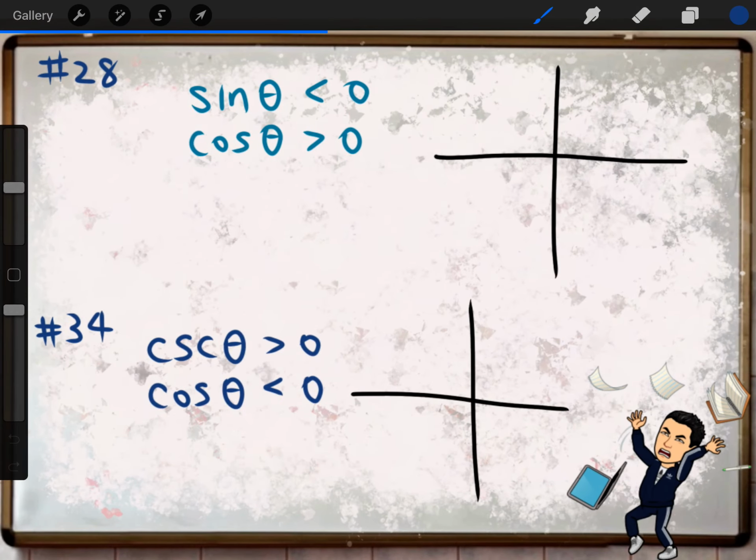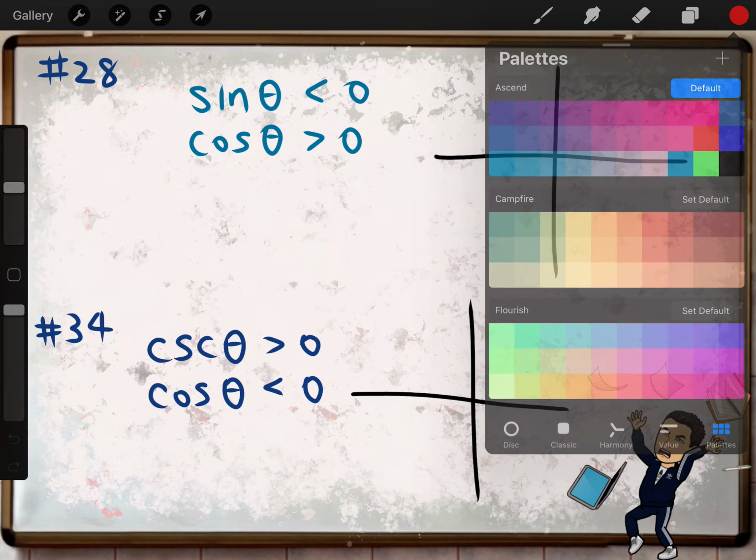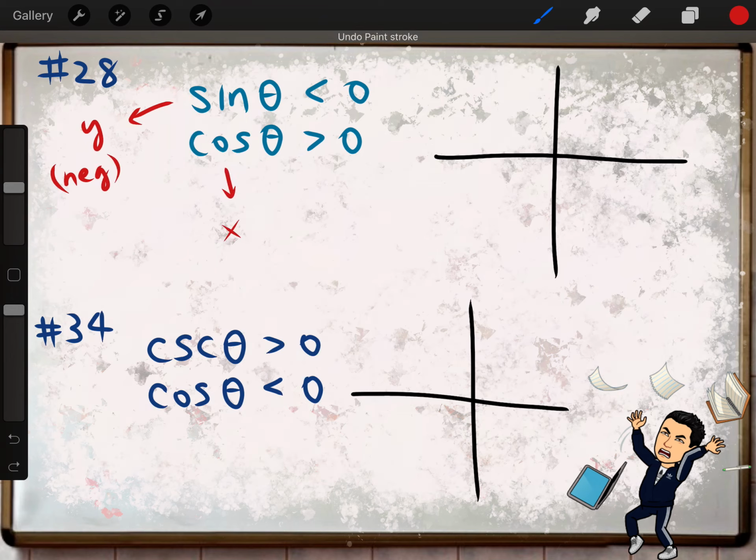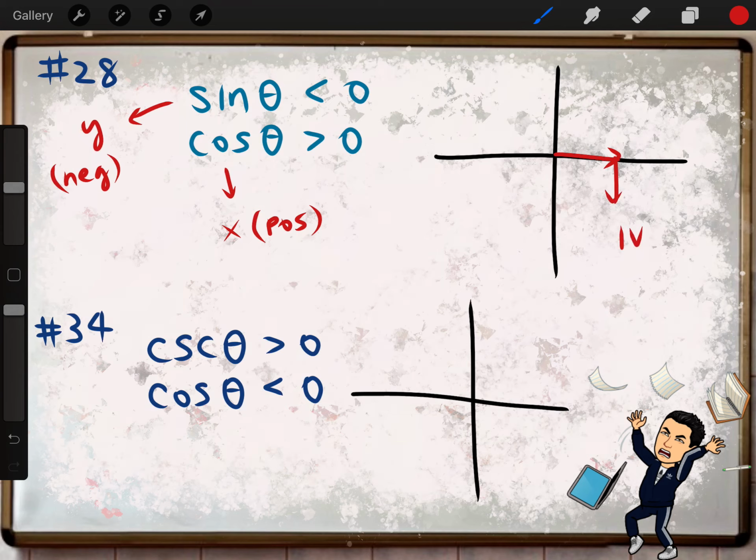Next one, 28. You don't have to solve for anything. We just need to know that sine is y. When they say y is less than 0, that means y is going to be negative. Cosine is x and is greater than 0, which means x is going to be a positive value. So positive for the x, negative for the y. If you go in that direction, you're going to end up in quadrant 4.